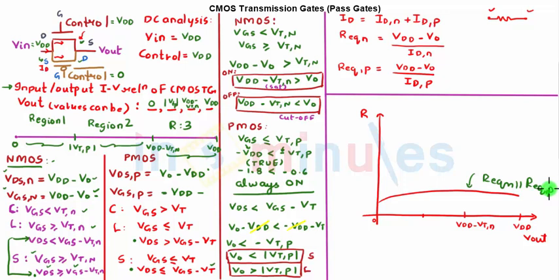So this low resistance value, which is constant irrespective of V out and which is a very small or nominal value, will ensure that the CMOS transmission gate gives us a perfect 1 and a perfect 0 at the output. Hope you have followed.